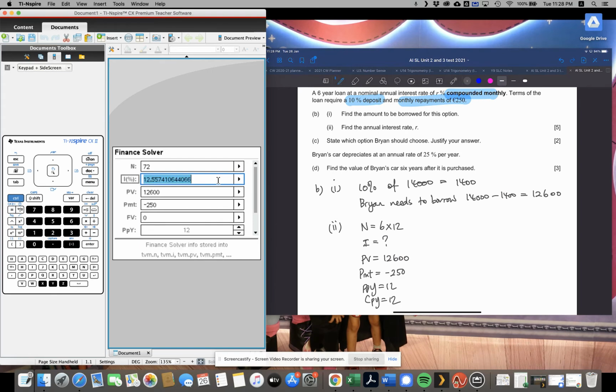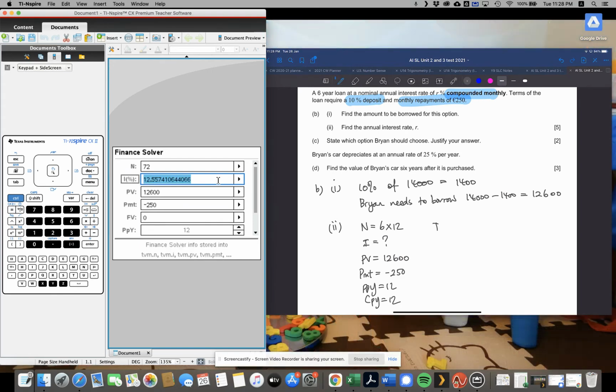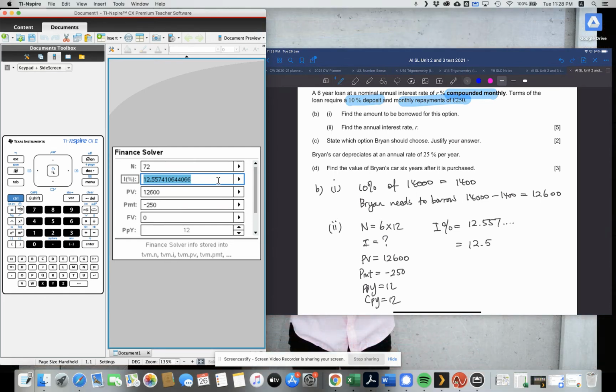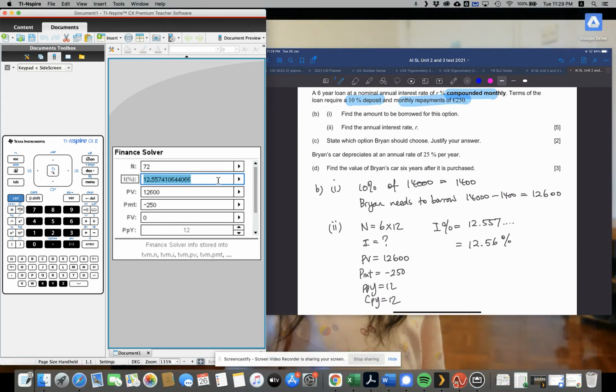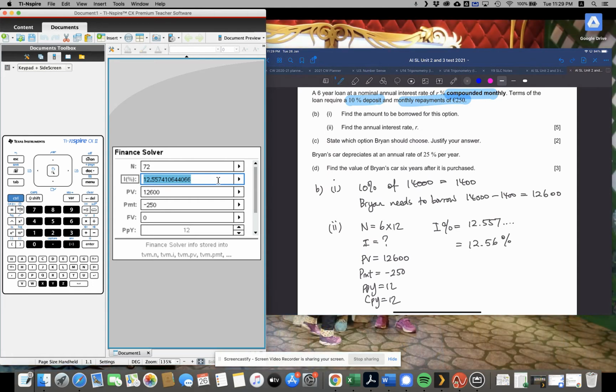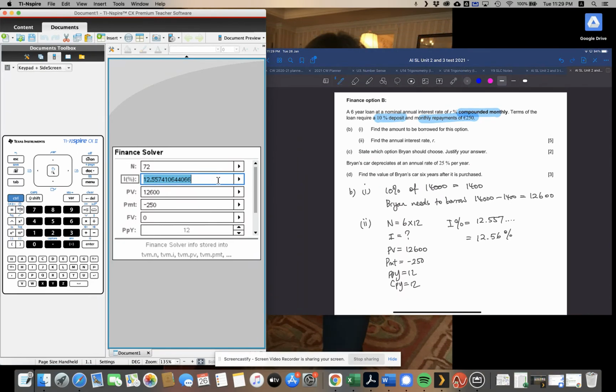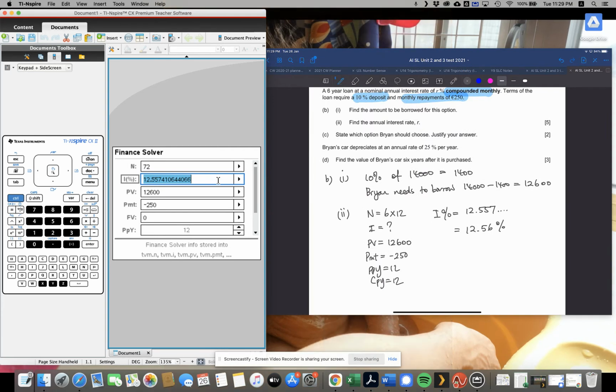Go to interest, click. Interest percent is 12.557. So to 2 decimal places is 12.56%. Compared to option A, 14%, the interest rate here is lower, but it does require him to pay a 10% deposit first. So state which option Brian should choose.